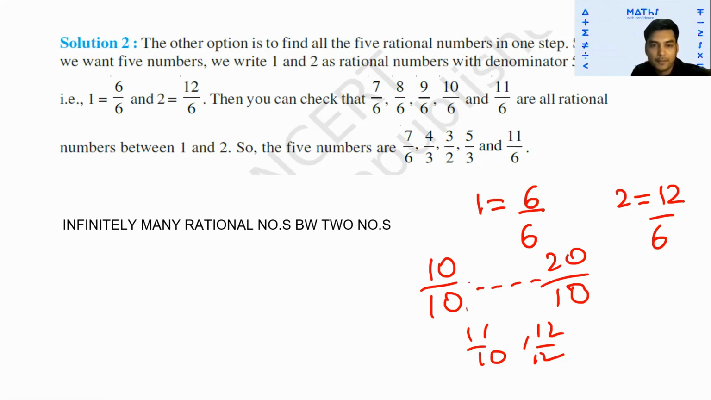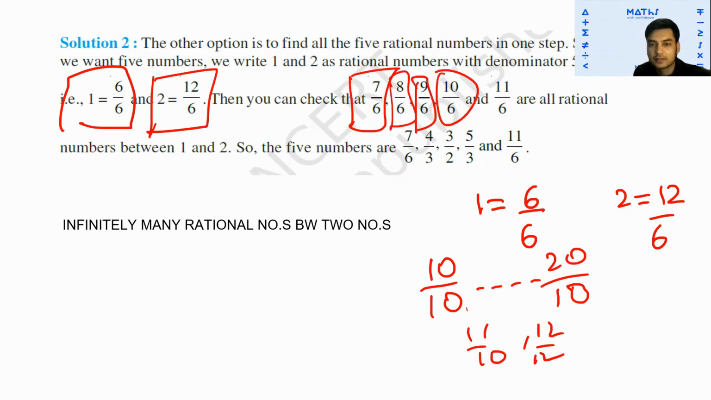So this is just a simple example, and you can approach it in this way. In your book, they have converted 1 into 6 by 6 and 2 into 12 by 6. So what you get is 7 by 6, 8 by 6, 9 by 6, 10 by 6, 11 by 6. There can exist infinitely many rational numbers between two numbers.